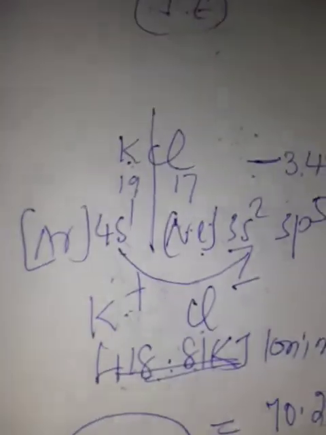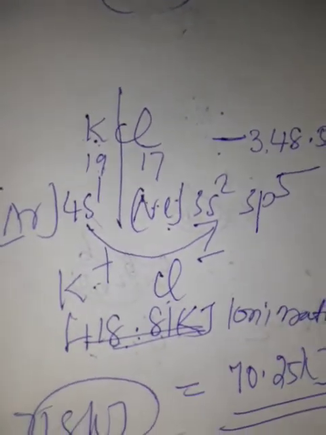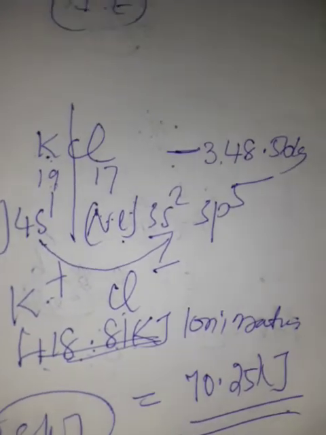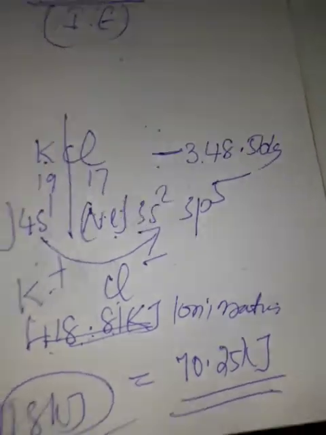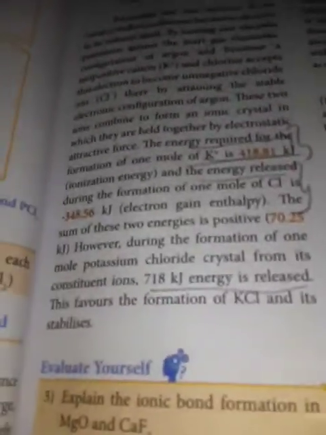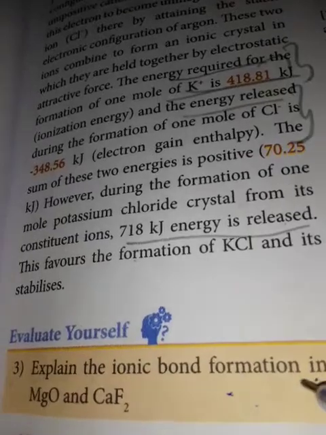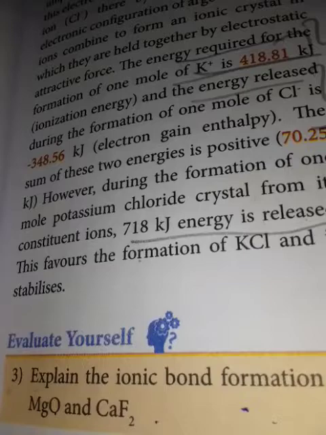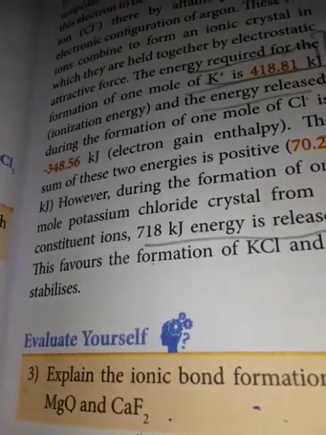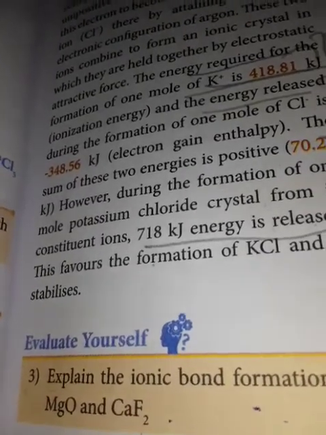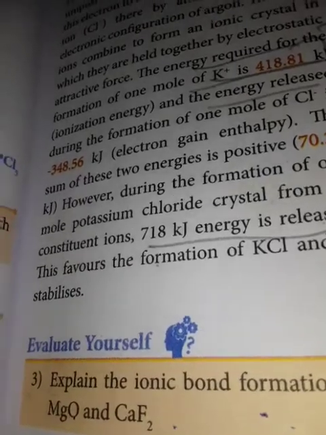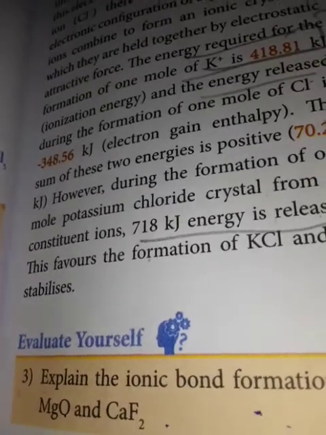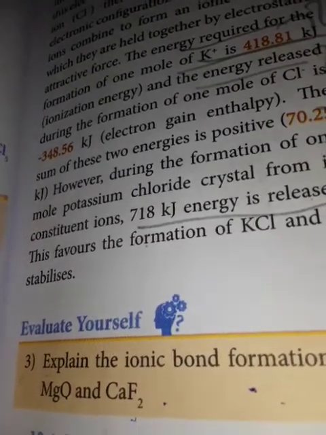Likewise, children, I have shown two examples, NaCl as well as KCl. Based upon this, you can now write one more example, evaluate, given in the book: ionic bond formation in MgO and CaF2. The same model you can write and see. In MgO, magnesium and oxygen, Mg is transferring, oxygen is gaining. So in between the both, an ionic bond is formed.